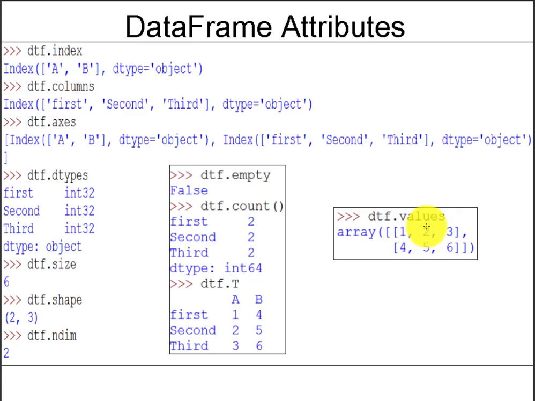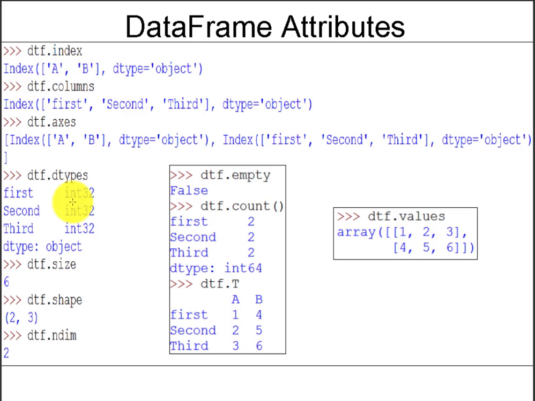Now next, if you want to check the values in your data frame, you can write DTF dot values. It will return only the values of your data frame. You can see here 1, 2, 3, 4, 5, 6. These are all the values of your data frame. So this is the way of implementing attributes on a data frame.